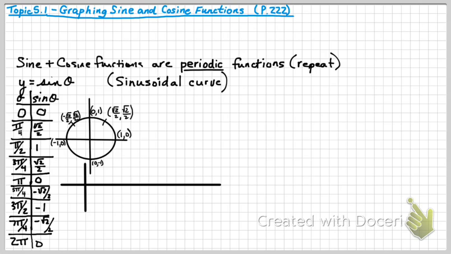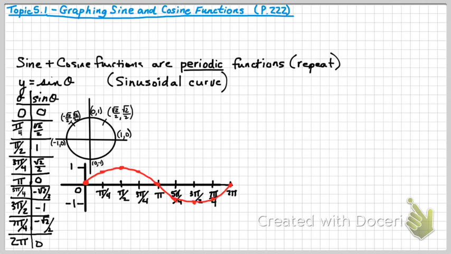Now we can plot these. Our x values are going to go from 0 to 2 pi. Our y values are going to go from -1 to +1. If we graph these, you'll see that it forms a wave, or a curve. This is a sinusoidal curve. After 2 pi, it's going to start up as we go around the circle again. That's why we call it a periodic function.